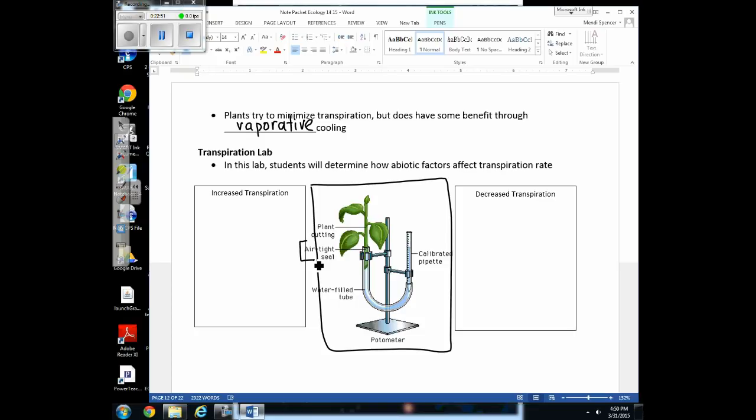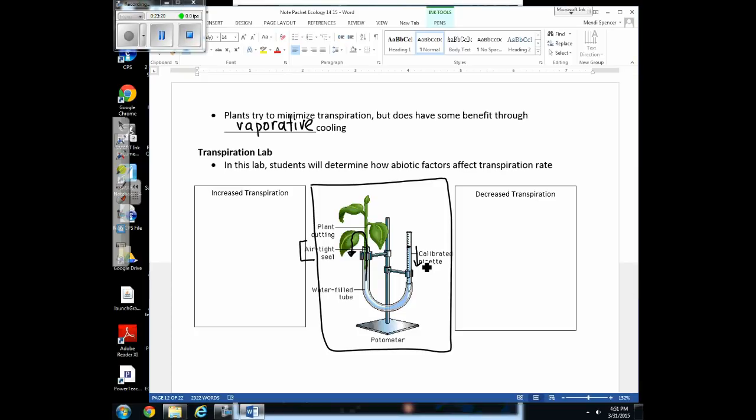So what happens is you take a cutting of a plant and you put it in this tube, and this is filled with water. So you can see the water level right here. And as the plant is taking in water and water is moving up due to cohesion tension, then that water is going to leave through transpiration. And so as water leaves, more water is going to move into the plant, and this level is going to drop. So you can actually tell how much water a plant is losing due to transpiration over time.